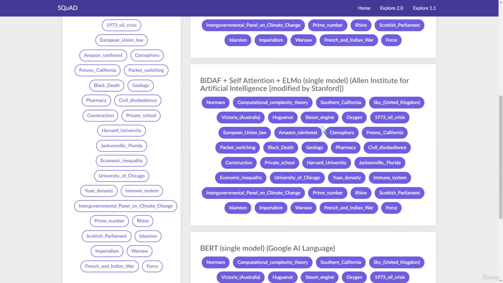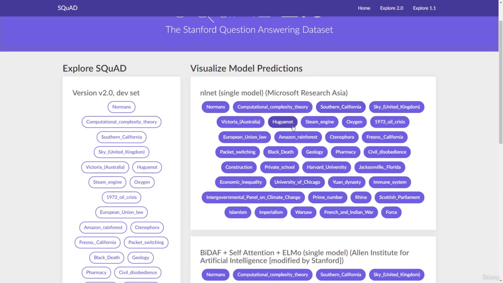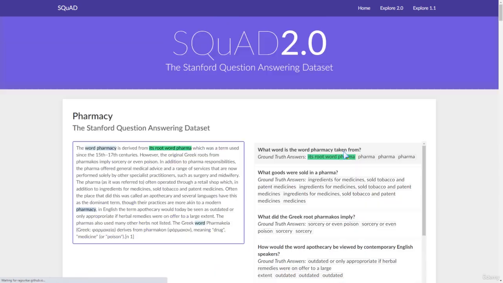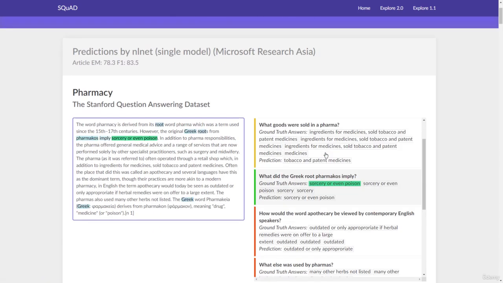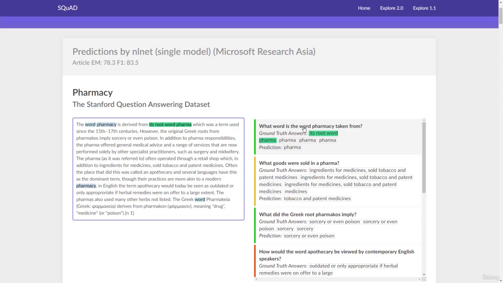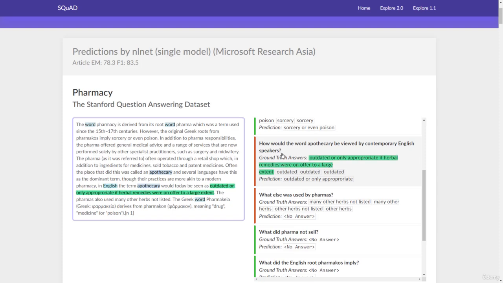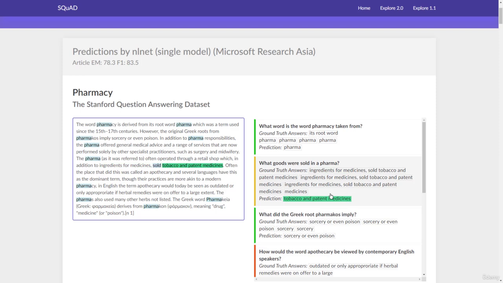Now let's navigate again. Let's select, for example, this one by Microsoft Research. Let's go back to that pharmacy. You find that this comes out correct. That is, what word is the word pharmacy taken from? We have the prediction pharmakon, which is good. But we also have these other questions which were correctly answered by the BERT model, which here unfortunately don't get correctly answered. We also have this, which is some sort of almost correct answer. So we see how these models are doing quite well. And this model, for example, has an F1 score of 83.5%.